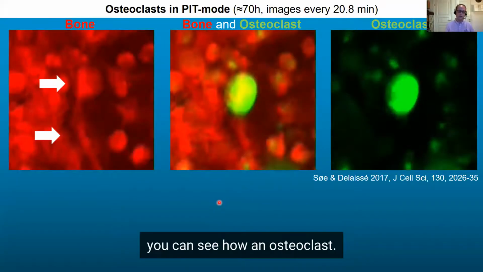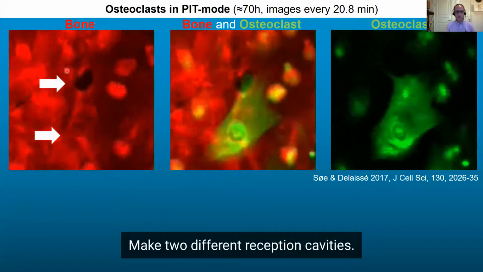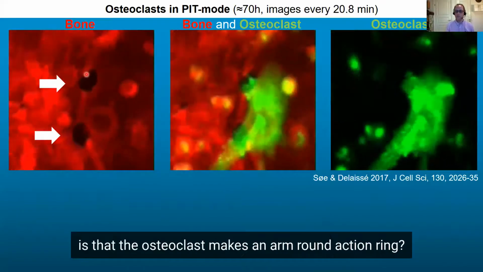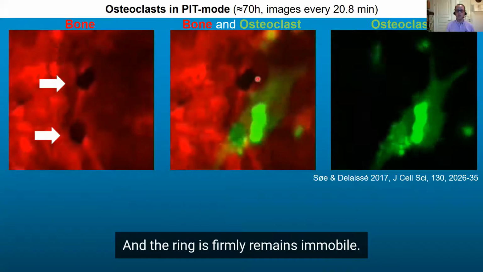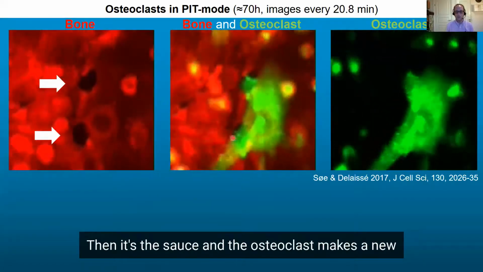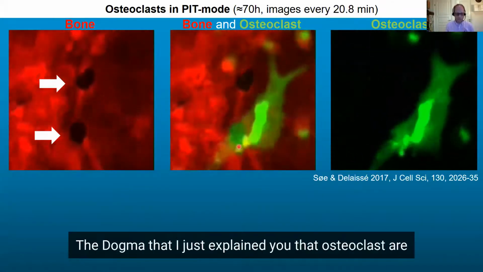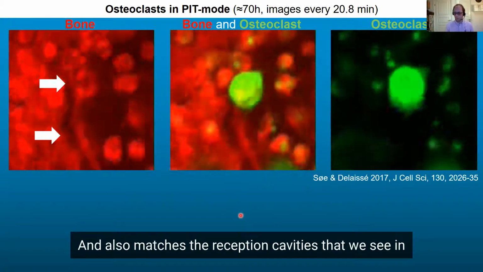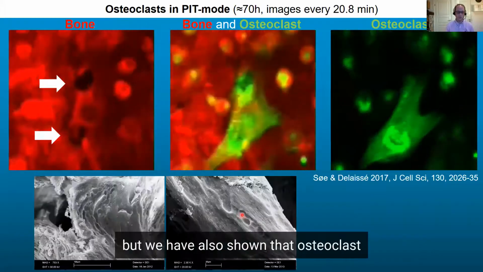And in this video, you can see how an osteoclast makes two different resorption cavities. And what you can see if you pay attention is that the osteoclast makes a round actin ring, and the ring firmly remains immobile. Then it's dissolved and the osteoclast makes a new actin ring. That matches very nicely the dogma that I just explained to you, that osteoclasts are immobile during resorption. And it also matches the resorption cavities that we see in vivo.